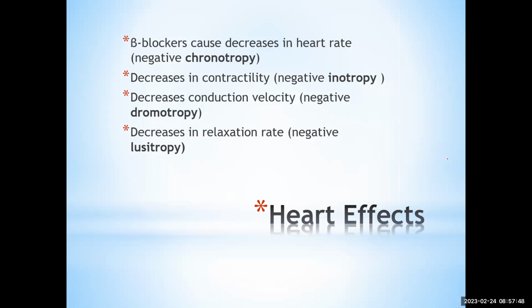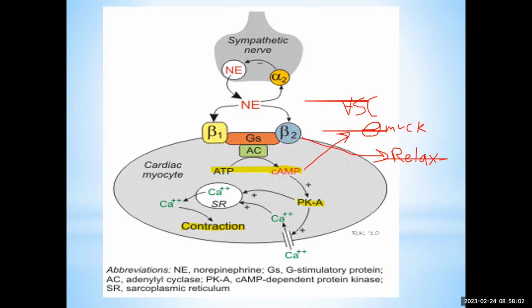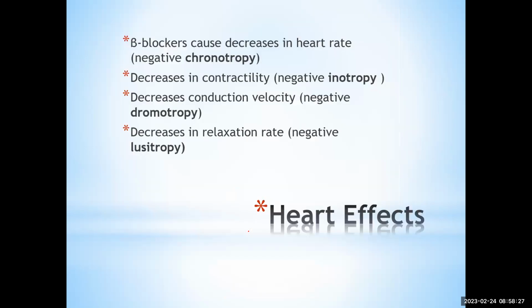So beta blockers decrease the heart rate. The heart will beat more slowly. Therefore, they show negative chronotropy. And if you look here, it's due to the fact that they prevent activation of adenylyl cyclase. Since you can't activate adenylyl cyclase, you don't make cyclic AMP. Cyclic AMP levels therefore go down. You don't get as much calcium coming into the cell. You don't get as much calcium-induced calcium release. You don't get as fast a level of contraction. And so the heart rate goes down. So they show negative chronotropy.